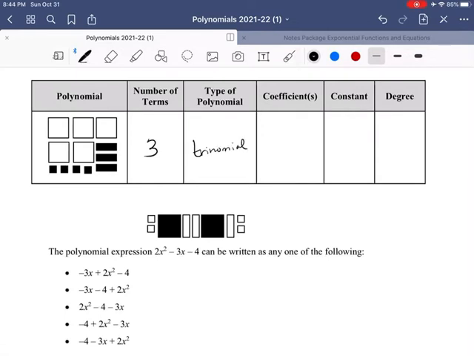And what are the coefficients, constants, and degree? Well, let's figure out this actual polynomial. So we've got negative 1x squared, negative 2x squared, negative 3x squared, negative 4x squared, and negative 5x squared. And we've got positive 3x, that's those rectangles, and we have positive 4. So let's use this information. The coefficients are going to be negative 5 and positive 3. The constant is positive 4, and the degree is the biggest exponent. So that's going to be 2.